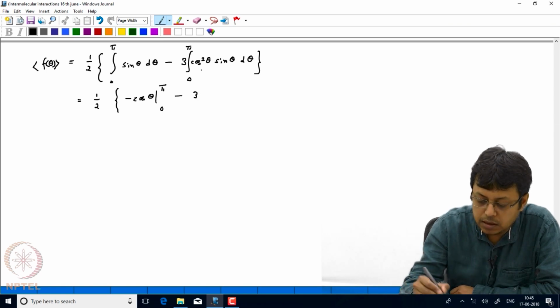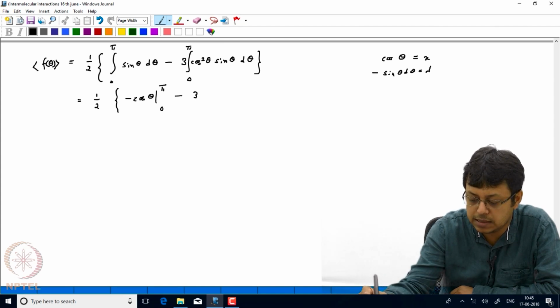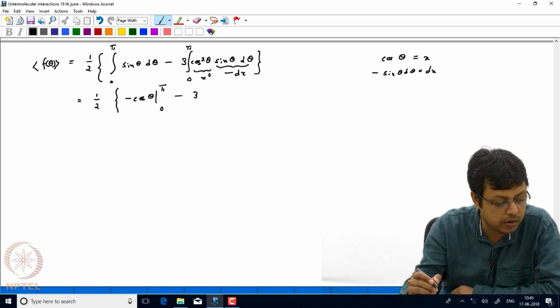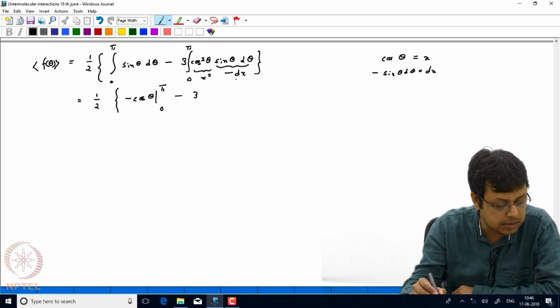minus I'll have 3 times cos square theta sin theta d theta. Now I can make a change in variable. Suppose cos theta is x. If I take the derivative of cos theta, it will be minus sin theta d theta, which is dx. So this thing will be minus dx, and this factor will be x square. The integration is very straightforward, and then we can get back to the integration. It will be x cubed by 3 with a negative sign, of course, since I have x square and minus dx.